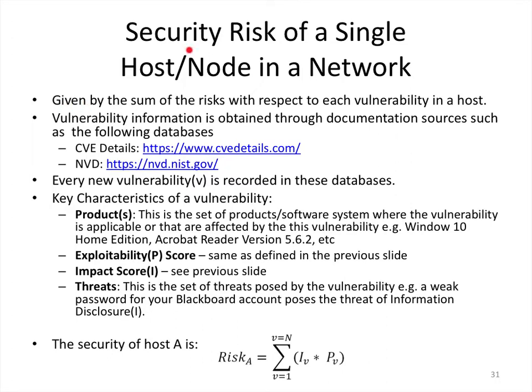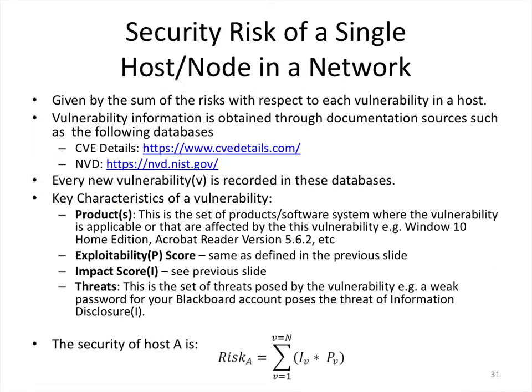So first, the security risk of a single node. A node itself may have multiple vulnerabilities, right? A node may have multiple vulnerabilities depending on, for example, what is the operating system running on this node, what type of applications, and so on. This node runs multiple services, maybe it runs the Windows operating system, Windows 10, and it runs some, for example, web service. So depending on the products running on this node, there are multiple vulnerabilities. There is a vulnerability in the operating system, there is a vulnerability in the web service or Apache web server, and there is a vulnerability in different applications.